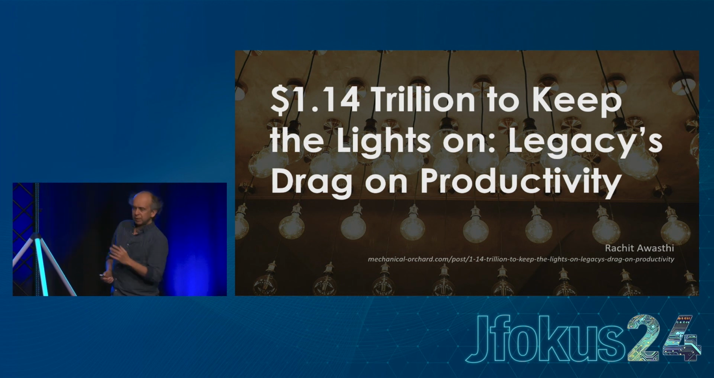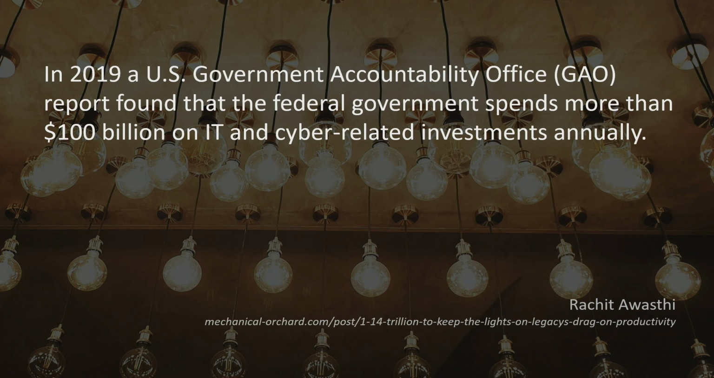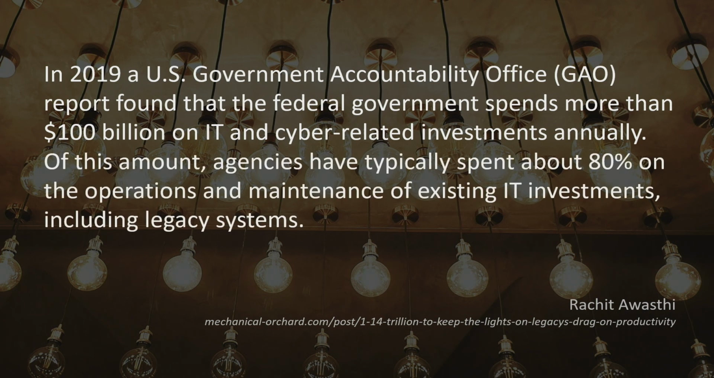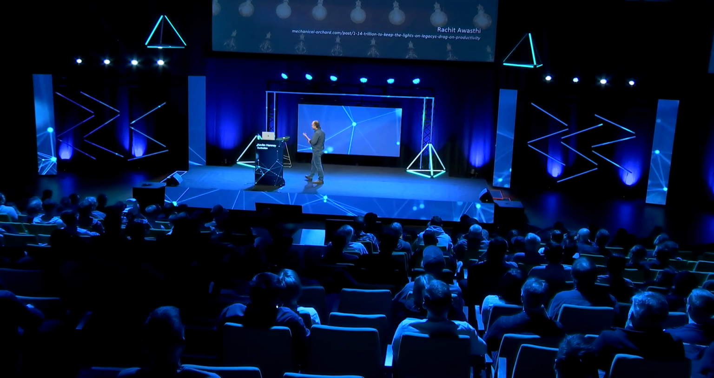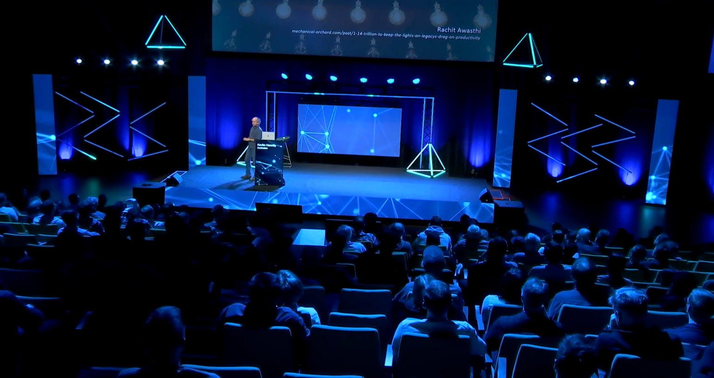Legacies drag on productivity. In 2019, a US Government Accountability Office report found the federal government spends more than $100 billion on IT and cyber-related investments annually. Okay, that's a lot. Of this amount, agencies have typically spent about 80% on the operations and maintenance of existing IT investments, including legacy systems. Okay, now the numbers are getting big. When we look at the proportions elsewhere, on average, 31% of an organization's technology is made up of legacy systems.